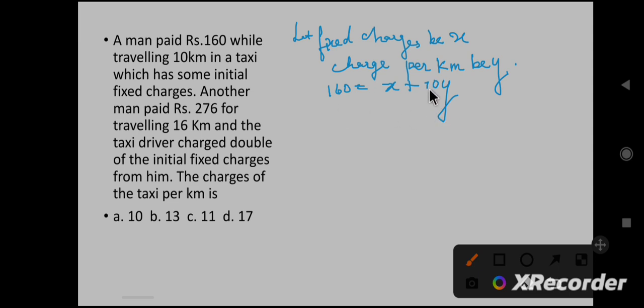He has traveled 10 km, and for per kilometer it is y amount. So total for 10 km this plus the initial charge which is fixed, that we have to add. If we add these two things, we will get 160. This is what they have given according to this statement. So this is our first equation.